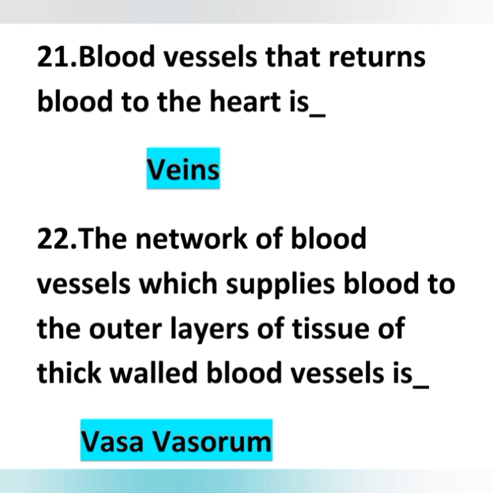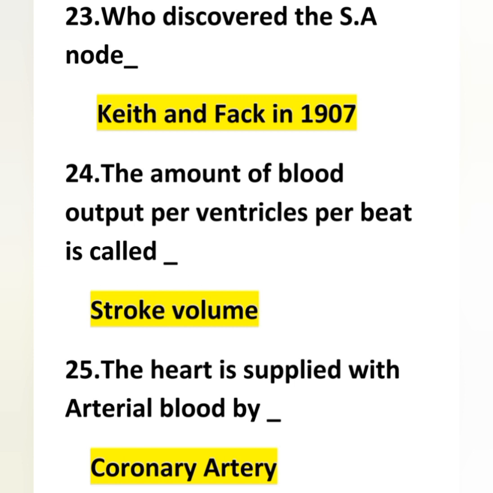And the next point, who discovered the SA node, the sinoatrial node? That is Keith and Flack in 1907. And the next point, the amount of blood output per ventricle per beat is called stroke volume. And the next point, the heart is supplied with arterial blood by the coronary artery. The coronary artery supplies blood to the heart.